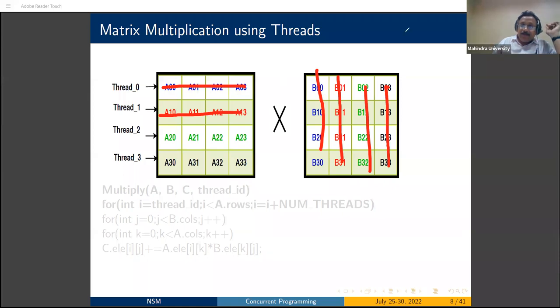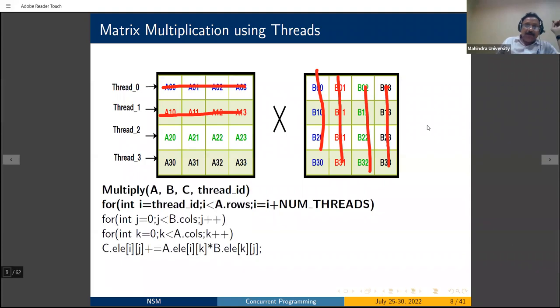When we look at the logic of this particular multi-thread matrix multiplication, it is very simple and straightforward, just like the normal matrix multiplication. Here also we are going to write 3 for loops. The first for loop is to identify the thread number. In this 4x4 example, thread 0 is responsible for the first row in the resultant matrix. Thread 1 is responsible for the next row in the resultant matrix, just like that. Each thread takes that particular responsibility.